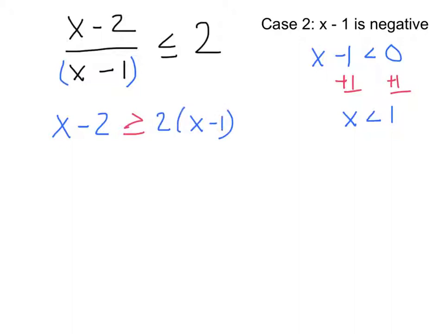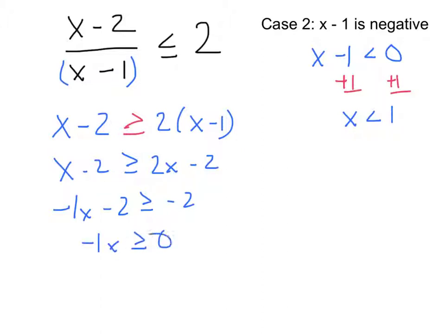And from here we can proceed the way we did before. We get x minus 2 is greater than or equal to 2x minus 2. I just distribute there. I'm going to subtract 2x from both sides. That gives me negative 1x minus 2 is greater than or equal to negative 2. This time, I'm going to add 2 to both sides. I get negative 1x is greater than or equal to 0. When I divide by negative 1, I still have to flip that symbol over. And the result over here is x is less than or equal to 0.